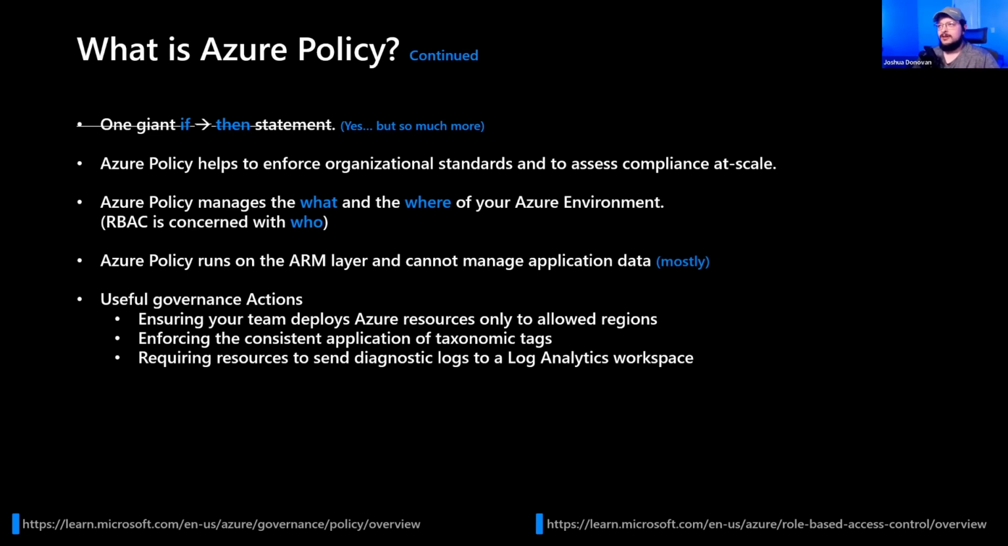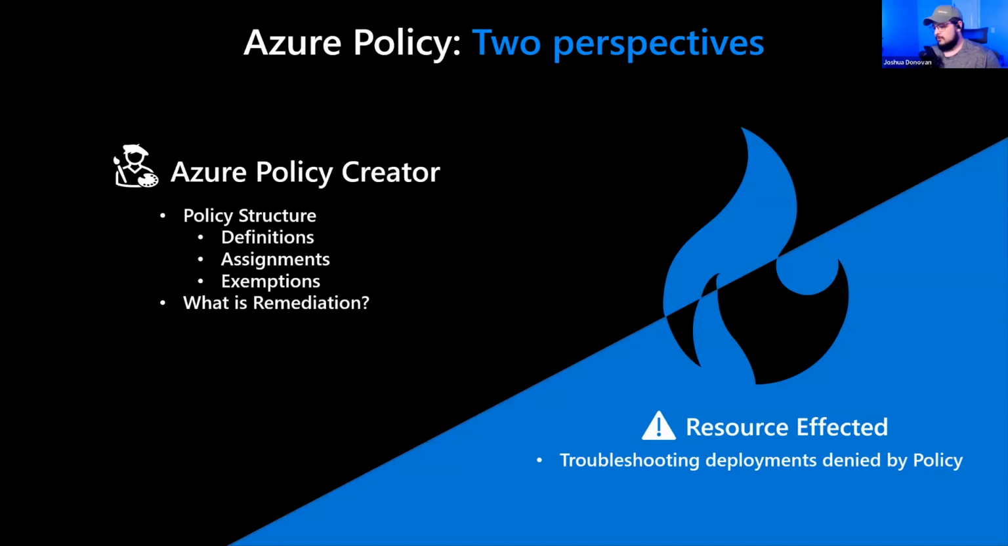The exceptions to that are two different resource providers right now that are allowing you to manage data. One of those is Key Vault, and the other one is Kubernetes. With Key Vault, I know you can manage things like certificates through Azure Policy. I'm not actually sure what you can do with Kubernetes, but something on the data layer of Kubernetes. But for the most part, Azure Policy likes to hang out in the ARM layer. So we're going to jump right into our two perspectives. We're going to start today with the Azure Policy Creator.